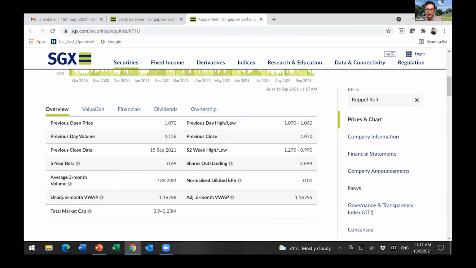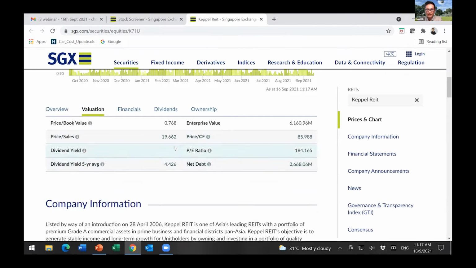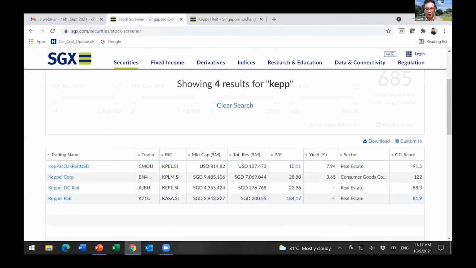Okay, under valuation, so you can see this number here. So now we are looking at about 5%, and the 5-year average is only at 4.426. So is this a good number? You make your own decision.